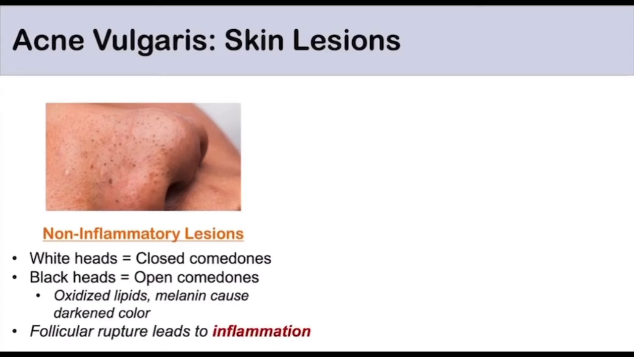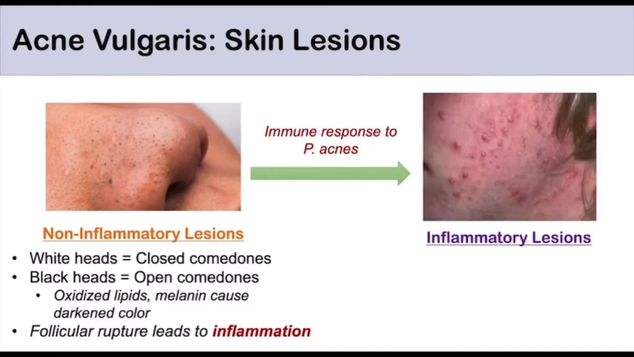What happens is if any of these follicles rupture, they can lead to inflammation. And in addition to that, the immune response to Propionibacterium acnes. So if you've got any bacteria in there, your immune system can respond to it. It can actually lead to inflammation in that site and lead to inflammatory lesions. So again, non-inflammatory lesions, whiteheads, blackheads, you can get some follicular rupturing and some immune response to the bacteria in those lesions can lead to inflammatory lesions. So the inflammatory lesions are kind of what we think about with acne.